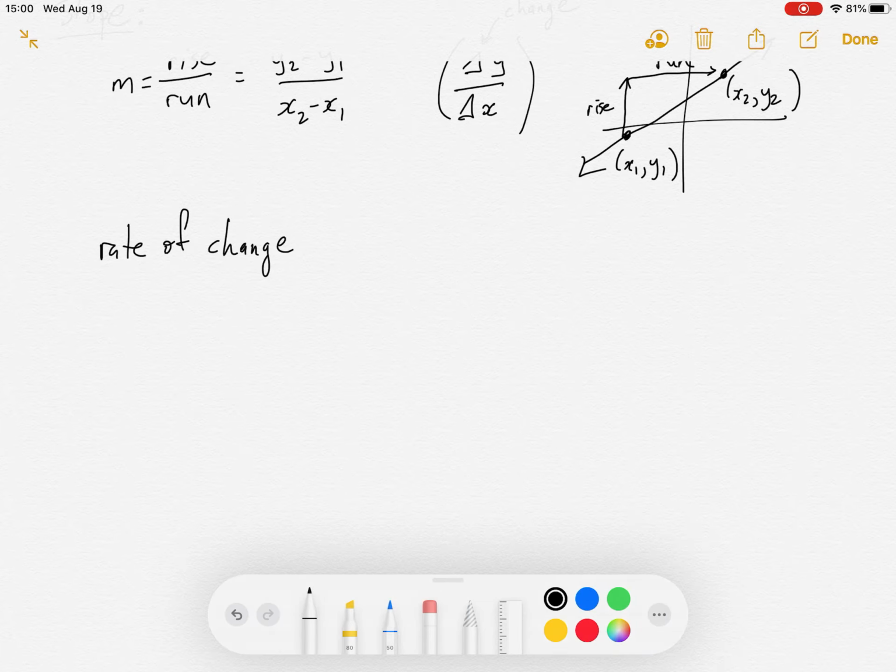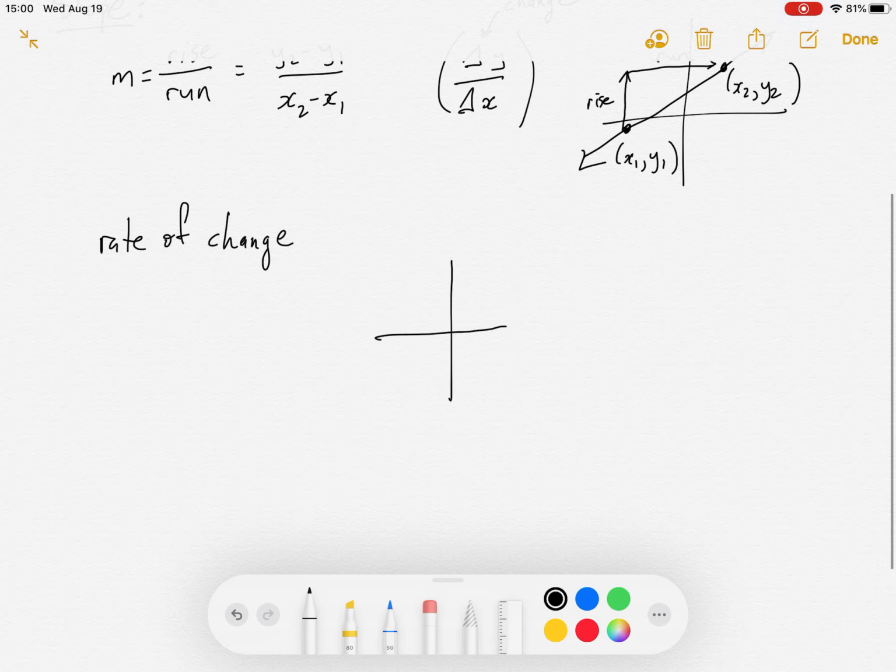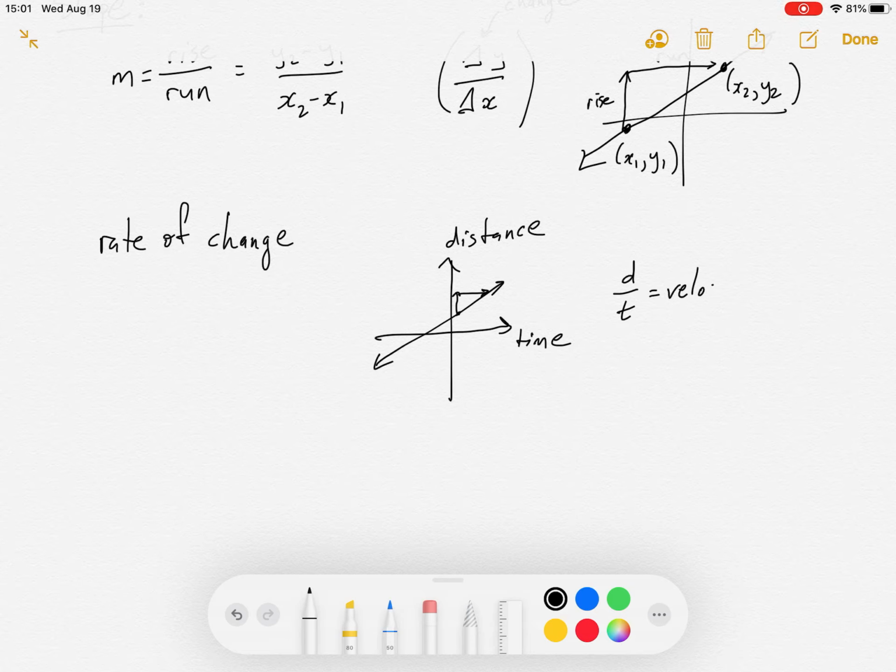So probably the most common one is if I have my distance on the y-axis and time on the x. Again, this comes up a lot in, say, physics. Your change now is how far did I go and then how long did it take me. So this would end up being distance over time, which, as you might know, is your velocity or your speed.